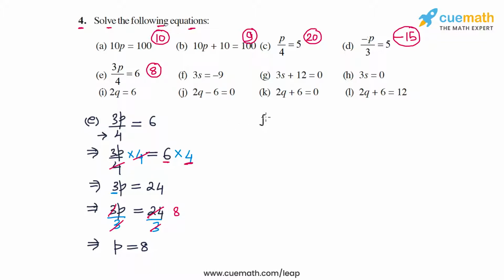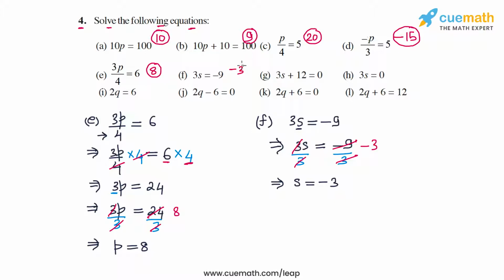In part F, the equation is 3s is equal to minus 9. Now all we need to do to separate out the variable s is we need to divide by 3 on both sides. So let's do that. So we have 3s on the LHS, on the RHS we have minus 9, and we're going to divide both of these by 3. So on the LHS the 3's cancel out, and on the RHS minus 9 by 3 is minus 3. So we are left with s is equal to minus 3. So the solution in part F is s is equal to minus 3.